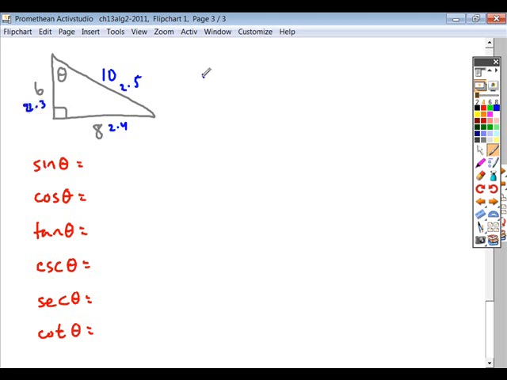Okay, so when you're looking at this, once you establish that your hypotenuse is 10, now it's just a matter of using, again, SOHCAHTOA. Don't be afraid to write it down to help you remember. So sine is opposite, which is 8, over hypotenuse 10. Cosine is adjacent 6 over hypotenuse 10. Tangent is opposite 8 over adjacent 6.